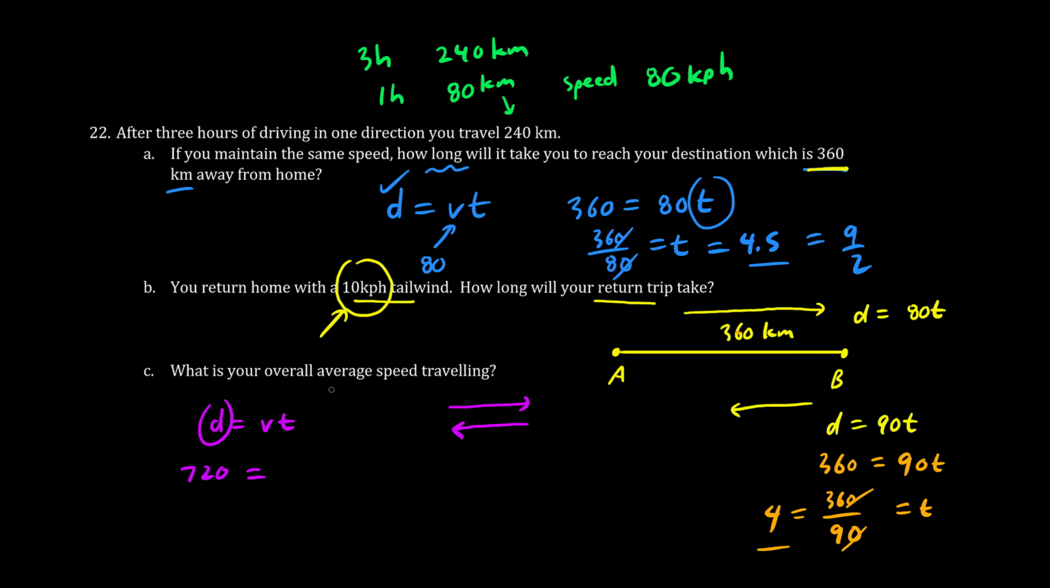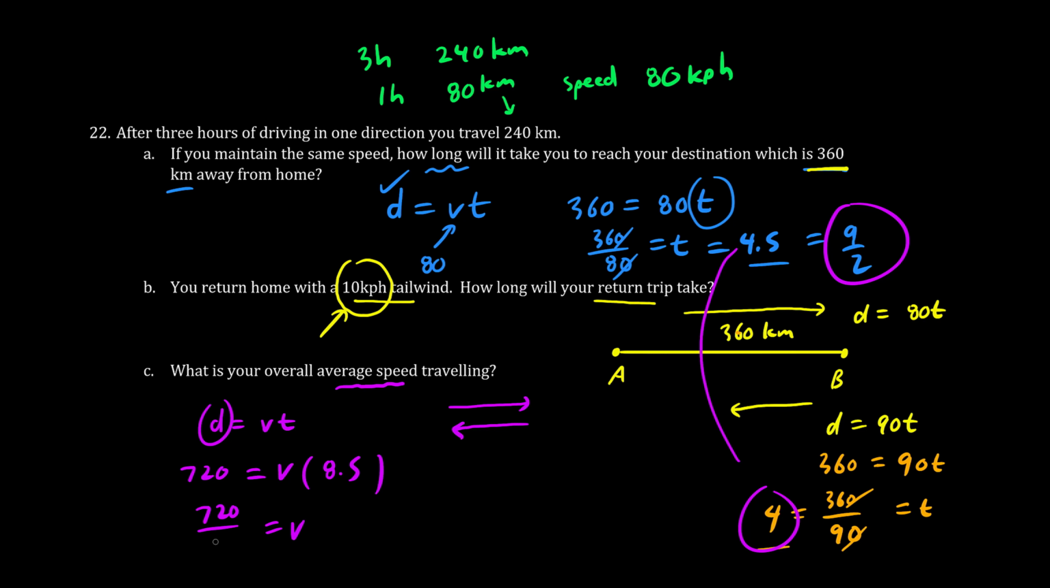And what we're trying to do is solve for the velocity, the speed. So we don't know what v is, but we do know what the t is, the combined times. We found t1 was 9 over 2, and we found t2 was 4. Or 4.5 plus 4 is 8.5. Let's use algebra, divide both sides by 8.5. And the velocity averages to be 84.7 kilometers per hour.